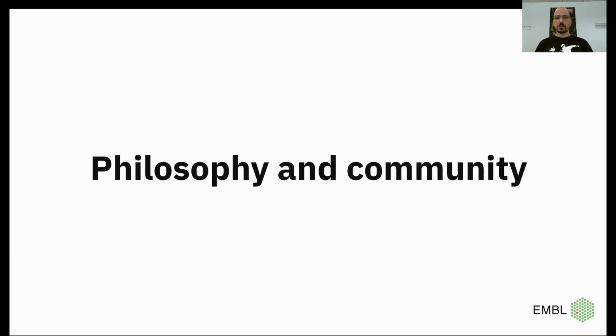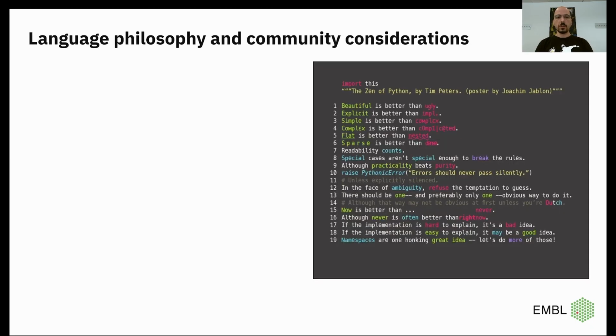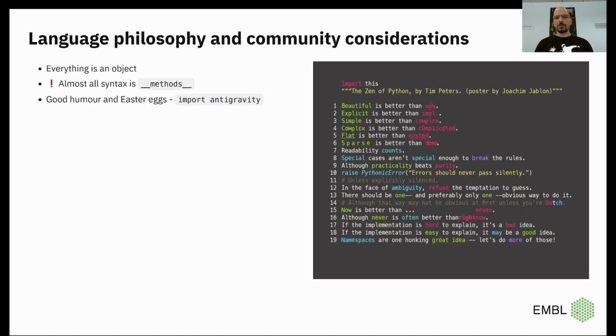Now, another aspect is on the philosophy and the community of Python. So Python has had for a very long time this Zen of Python included in the code. I'm not going to read through all of it, but you can see how a lot of the aspects of the language are sort of embodied in this text. So things such as everything in Python is an object. Almost all of the syntax that you see translates to these dunder methods that I mentioned before. There's a lot of good humor and Easter eggs. You might want to try to import antigravity to get another one.